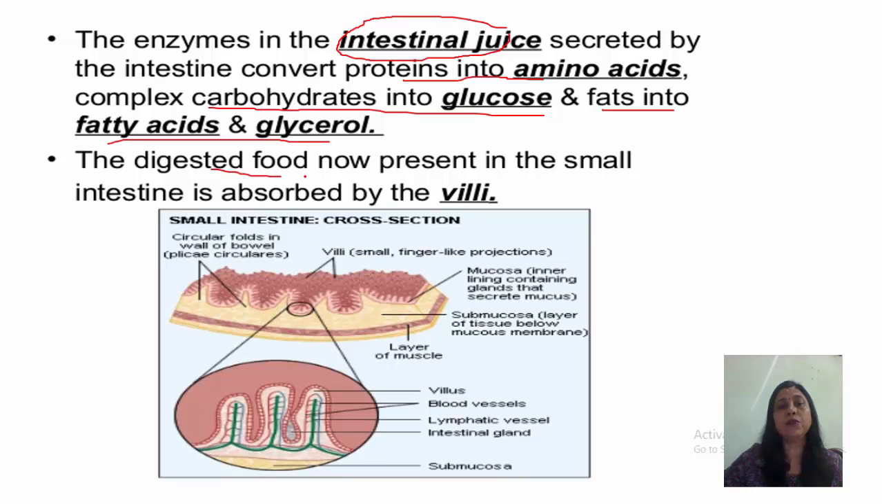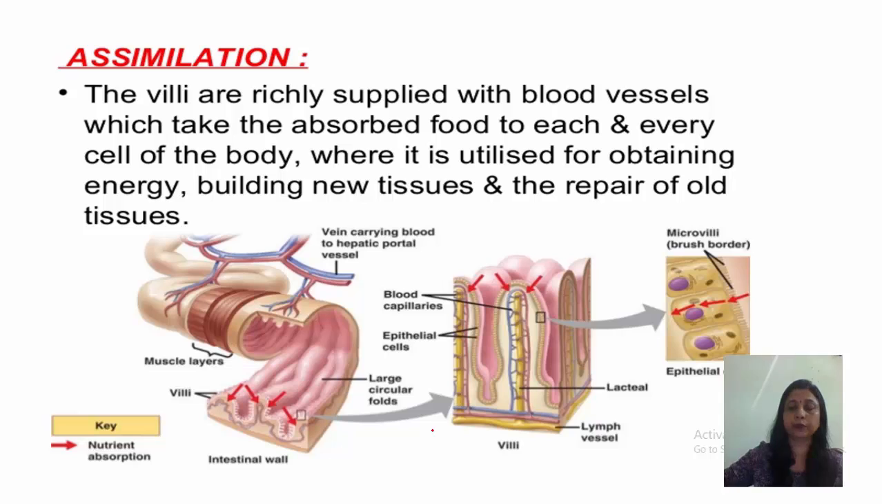Now the digested food present in the small intestine is absorbed by the villi. Villi are the finger-like projections. You can see these are the finger-like projections. And what is the function of villi? They increase the surface area for the absorption of the digested food, and they are richly supplied with blood vessels, because after absorption the food goes to the blood, and from there it reaches each and every cell of the body.